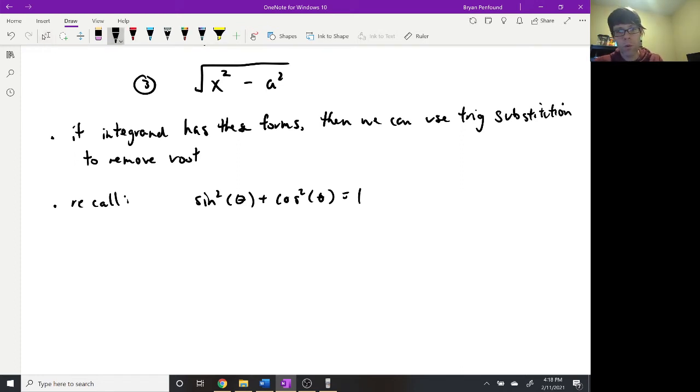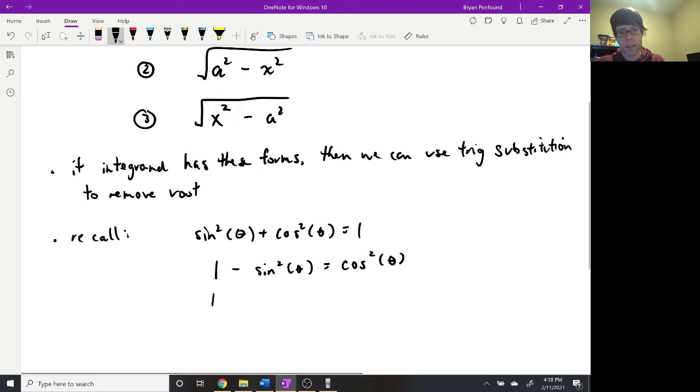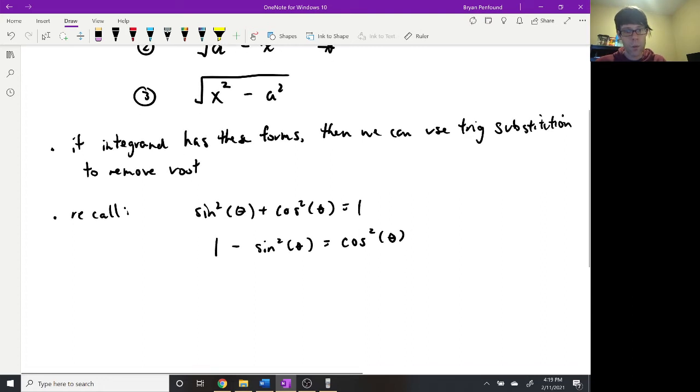And typically what we do is we rearrange it in the following way. We're going to rearrange it to 1 minus sine squared is equal to cosine squared theta. And so now we have something that's like a numerical thing minus a variable thing. So this is going to line up with this one here. 1 minus sine squared is typically how we want to think about an integrand that has an a squared minus x squared. So this is going to be for number 2.